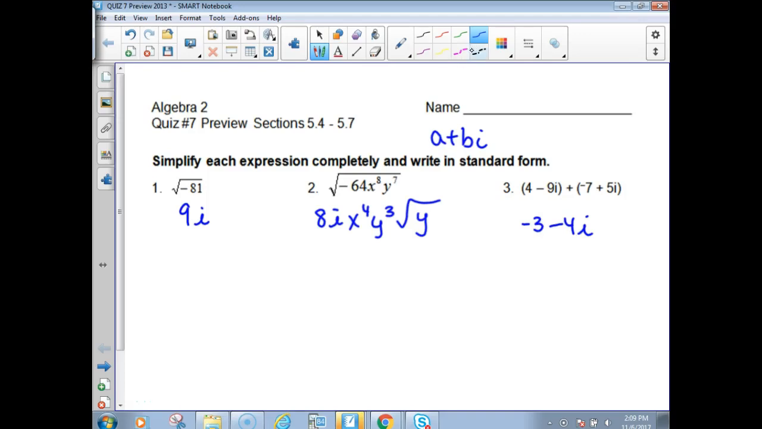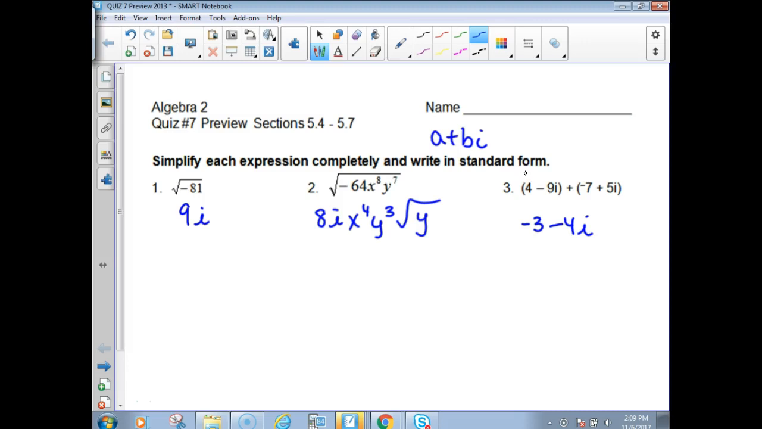Okay, I'm going to show the answers to the Quiz 7 previews, sections 5.4 to 5.7. Number 1 should be 9i. The square root of a negative will have an i value. 2, 8i, x to the fourth, y to the third times the square root of y.